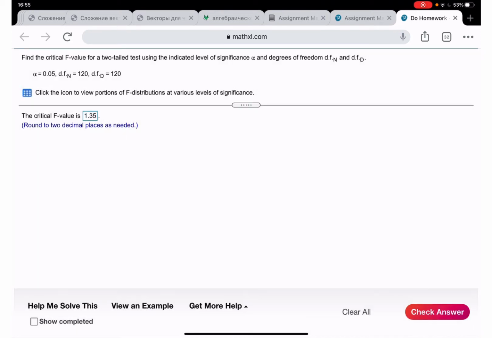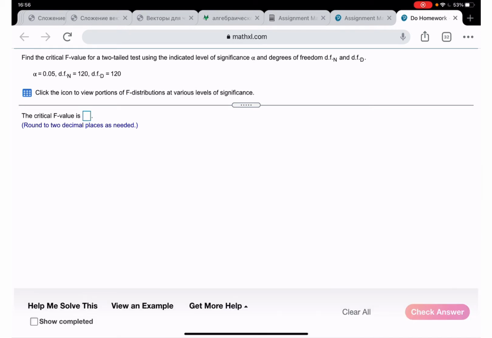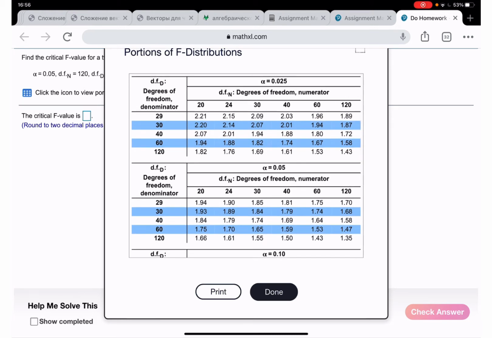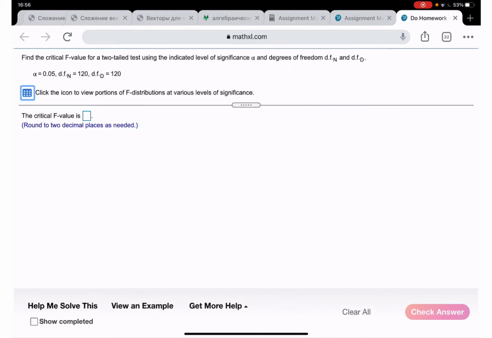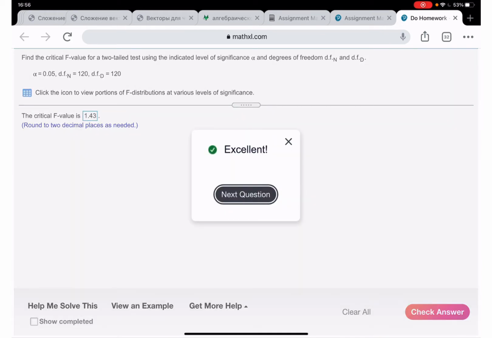Oh, it's two-tailed. Where is two-tailed? I missed it. Here it is, two-tailed. Then we are going to look for 0.05 divided by 2, so 0.025 per tail. 120, 120, 1.43. Okay.